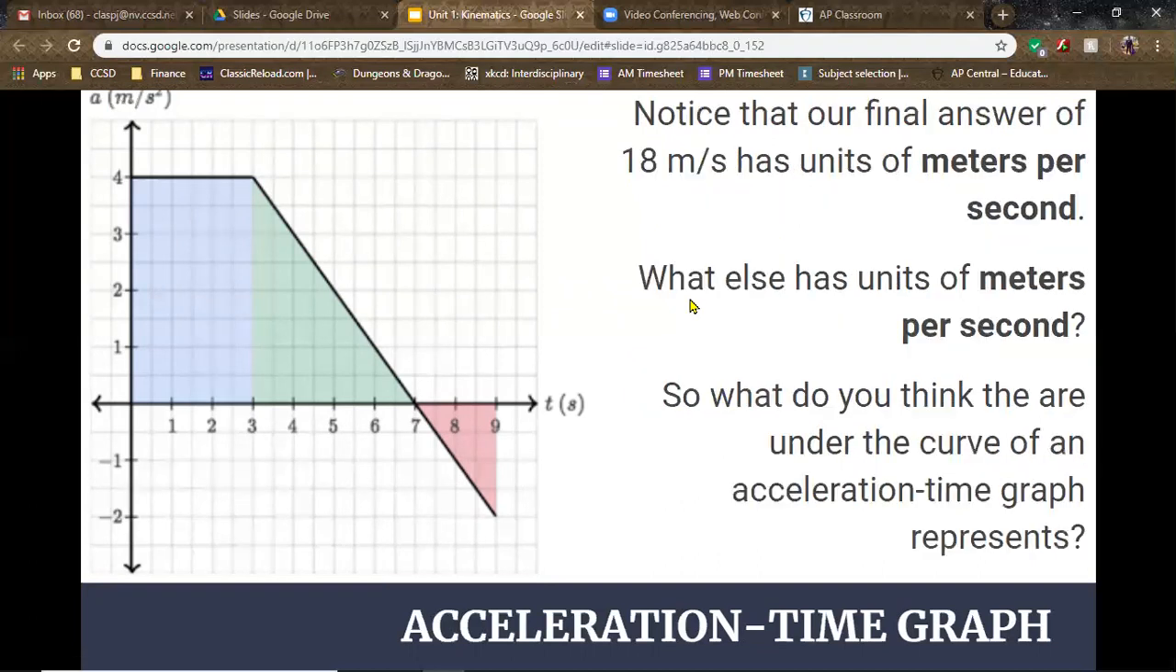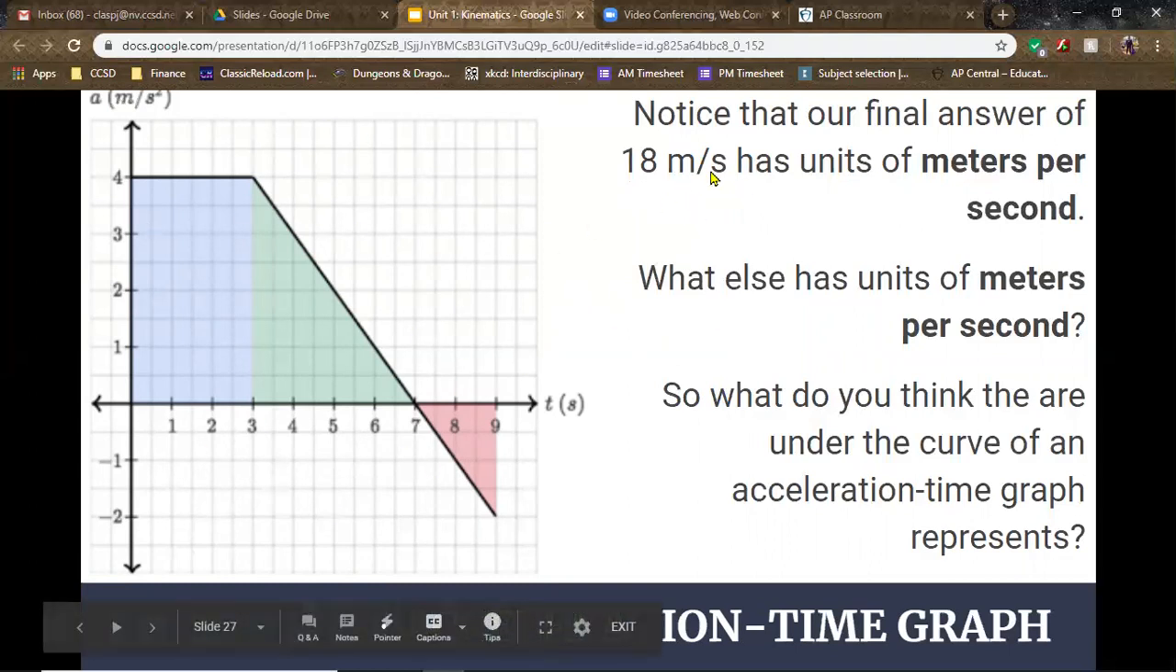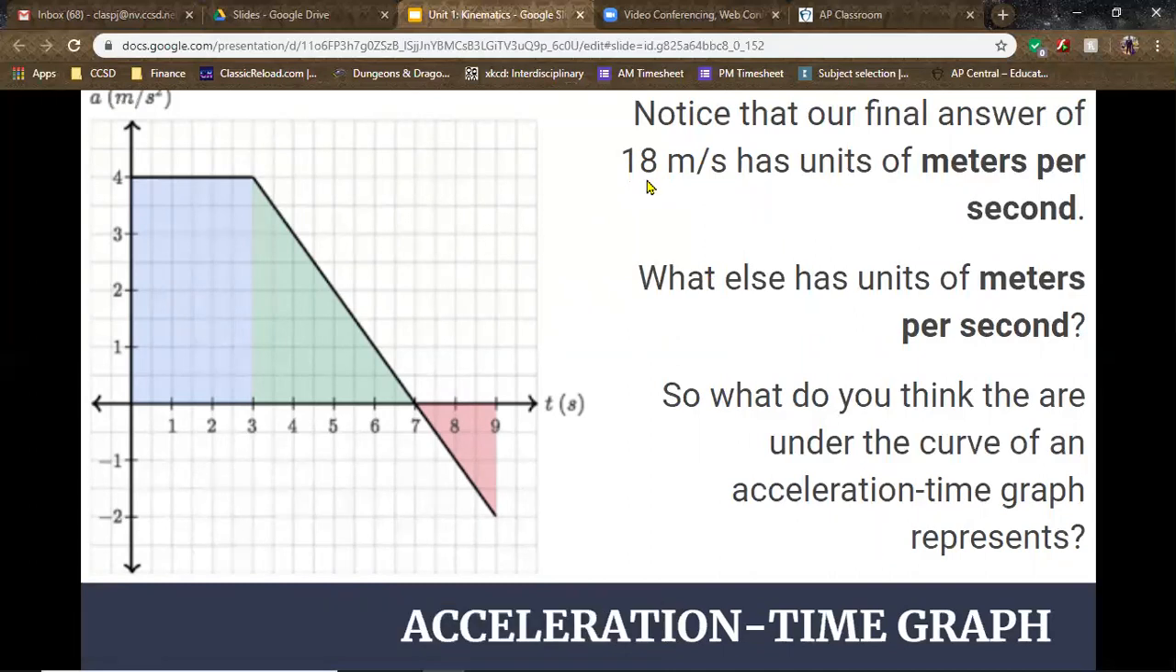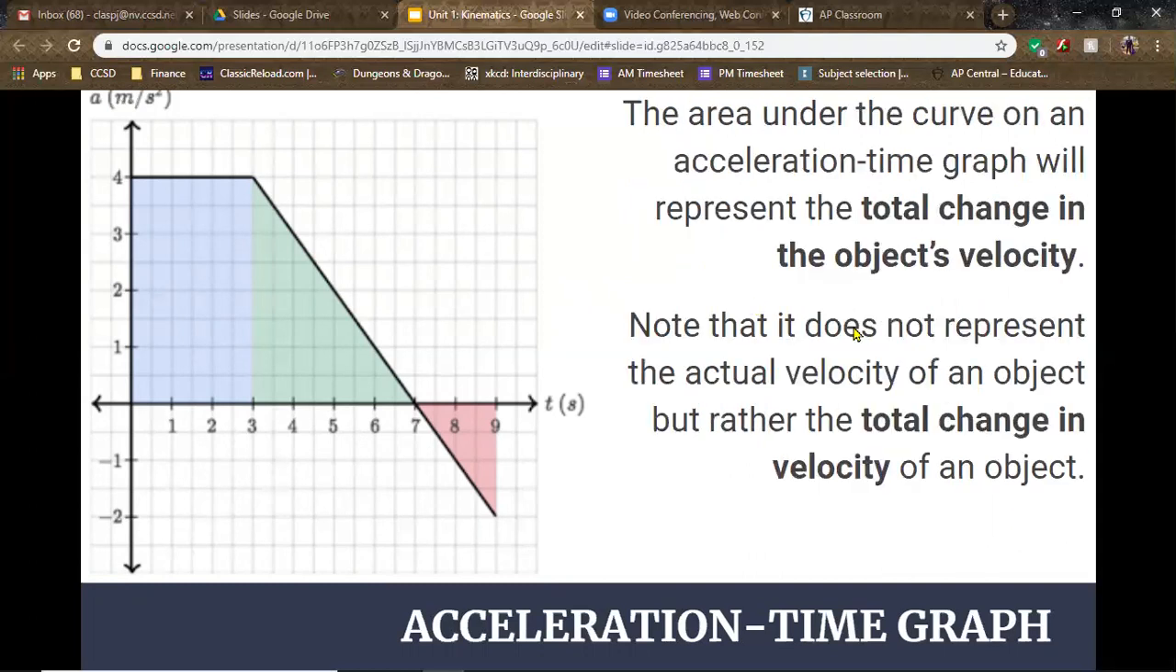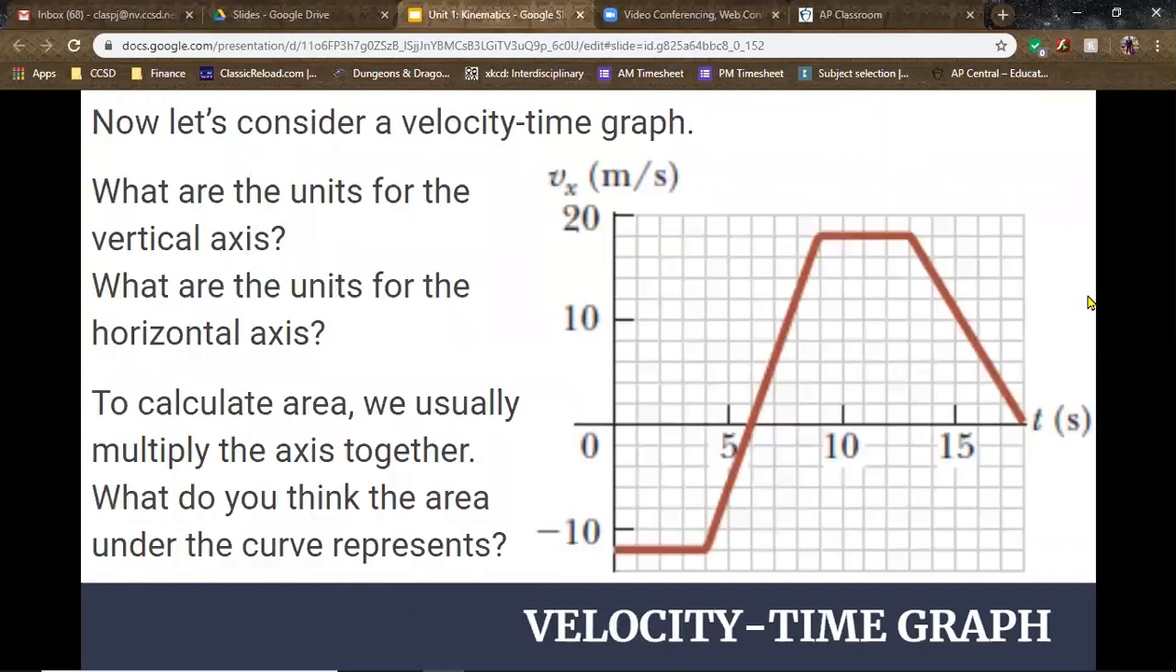So if my velocity started at 100 meters per second, by calculating the area under the curve, I know that I would change that 100 meters per second by another 18 meters per second. So the final velocity of the object would be 118 meters per second. Hopefully that makes sense to you.